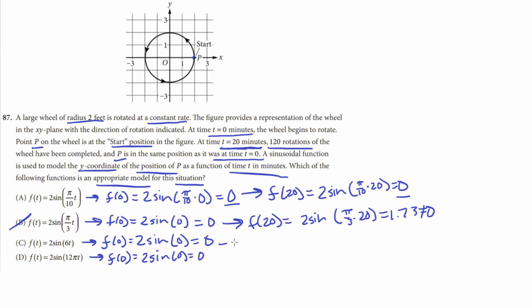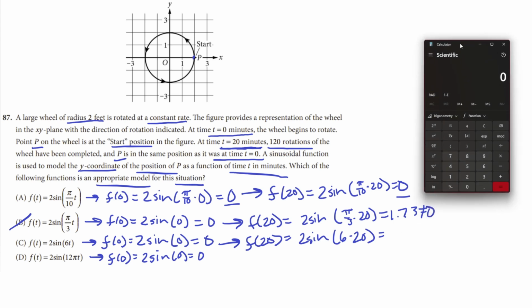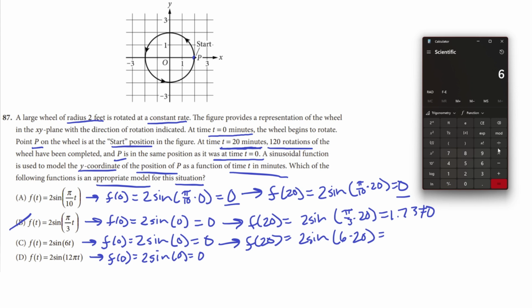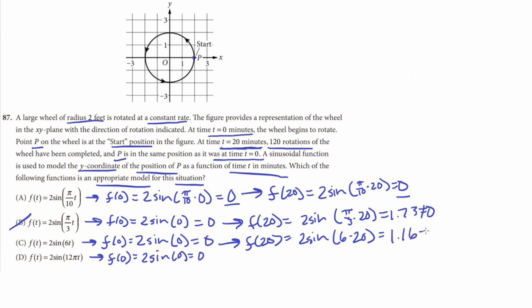Now let's do the same for C. F of 20 equals 2 sine of 6 times 20. Let's put that into our calculator. We just need to find 6 times 20, so 120, and take the sine of that. That's 0.58. Multiply that by 2 and we get 1.16. This is also not equal to 0, and that means C cannot be the correct answer. We need the function to equal 0 at time t equals 20.